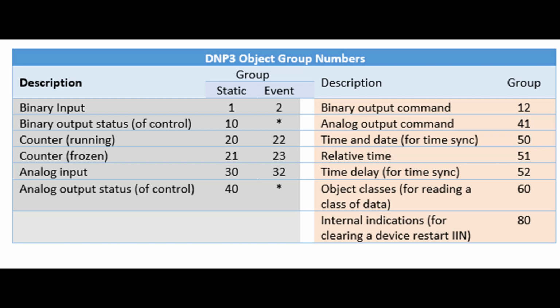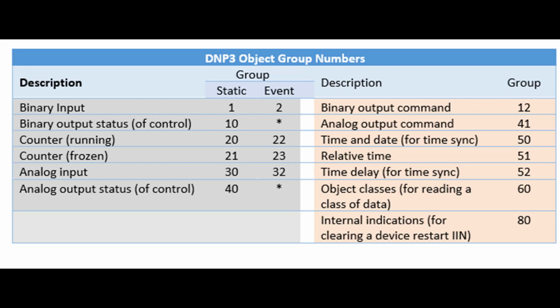Objects at the left are input points. Those at the right are for other purposes. Note that most input points have 2 object groups, one for static data, current values, and one for events. This is true for binary, analog, and for both current and frozen counters.